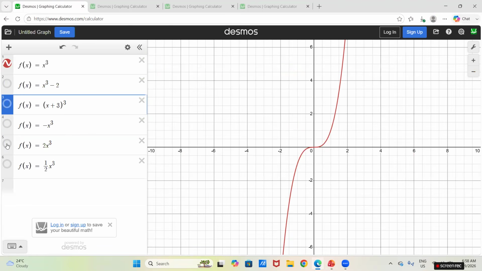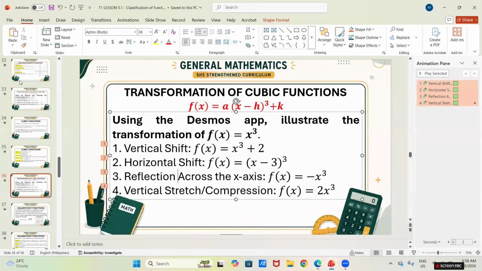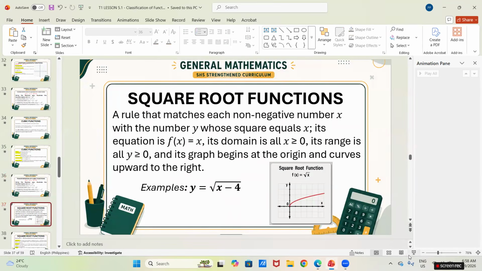Then, for the vertical stretch, the graph became narrower again. The stretch means the graph became narrower and taller. That's the vertical stretch. For the vertical compression, we input a value between 0 and 1, like 1/2, 1/3, 1/4, 3/4, as long as it is a proper fraction. Then there will be a vertical compression on the graph. I hope the Desmos app was helpful for us to better understand the transformation of this given cubic function.